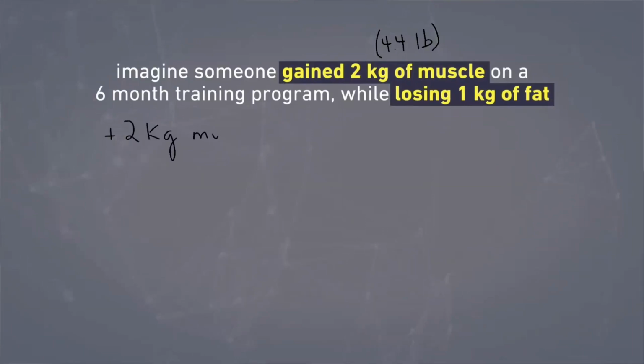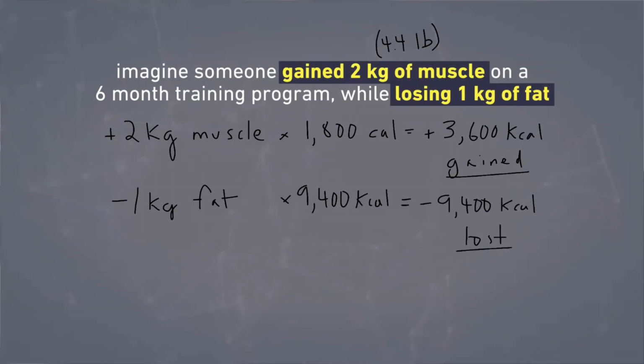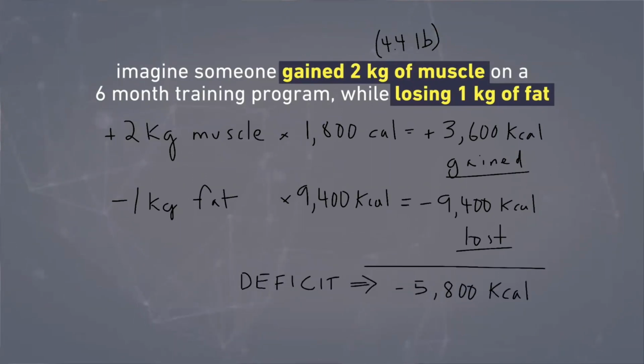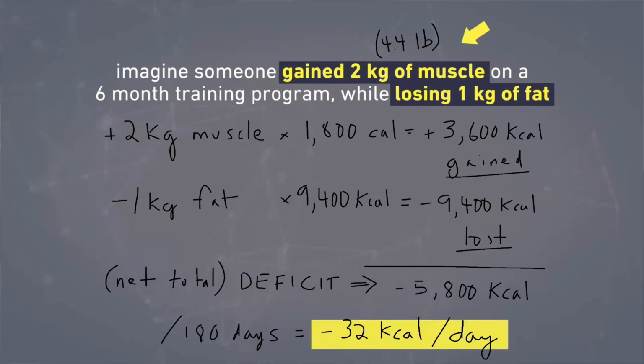Now, if we do out the math here, they gained 2 kilograms of muscle, which equals a gain of 3,600 calories, and then they lost 1 kilogram of fat, which equals a loss of 9,400 calories. So even though they would have gained 1 kilogram of total body weight, there must have been a total net energy deficit of 5,800 calories across those 6 months. Now, keep in mind that this is net total deficit. Because there's about 180 days in 6 months, this would only come out to about a 32 calorie deficit per day. And remember that this is despite the fact that over 4 pounds of muscle was gained.